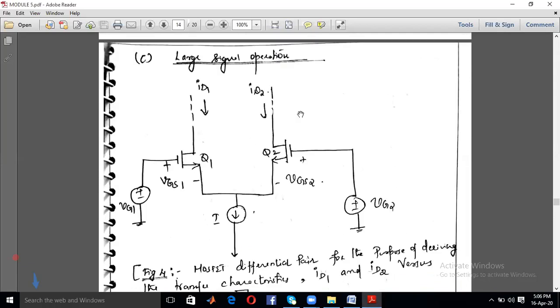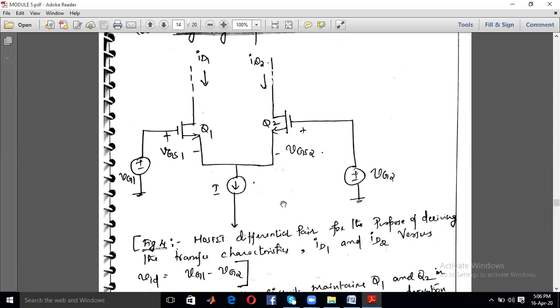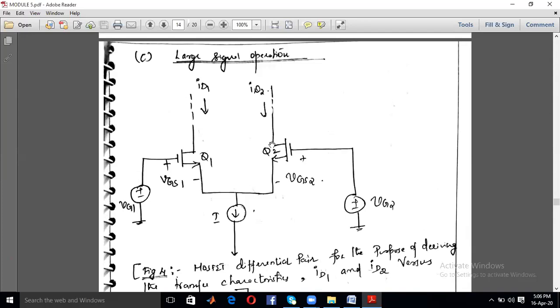Now we'll be dealing with large signal operation. Large signal operation means you are giving a large input signal, VG1 and VG2, so that we can derive the transfer characteristics of this amplifier. Transfer characteristics means how the current varies with respect to the input voltage. What is the input voltage actually? How many inputs are there for this particular amplifier? Anybody? Sharath, how many inputs are there?